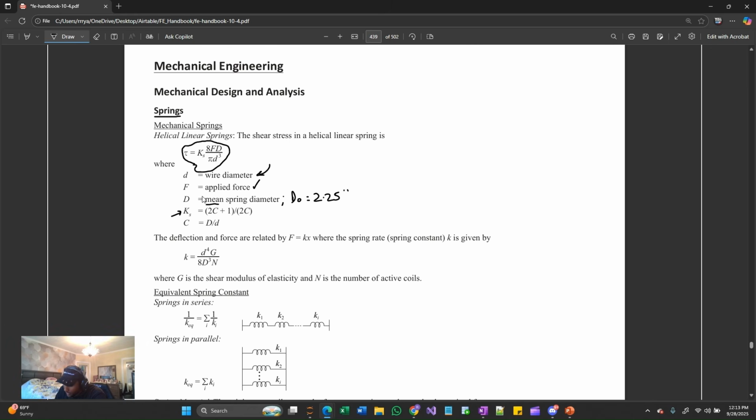It's a function of this uppercase C, which is actually referred to as the spring index. You can see it's dimensionless here: the ratio of the main spring diameter to the wire diameter. And we're going to go ahead and use this equation to solve our problem.